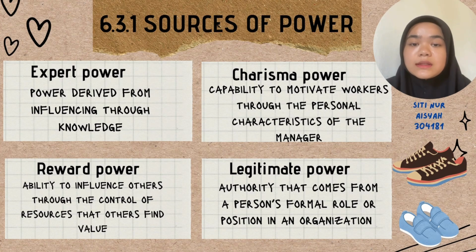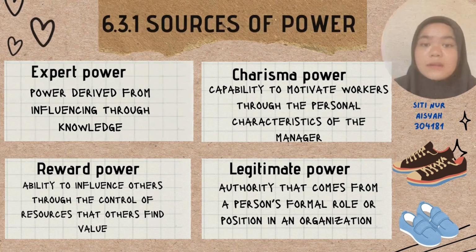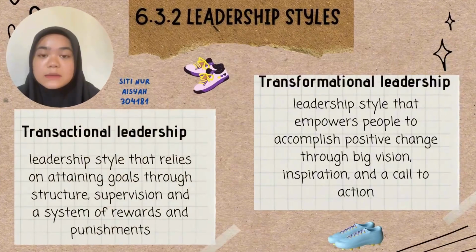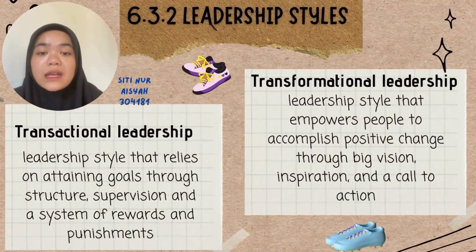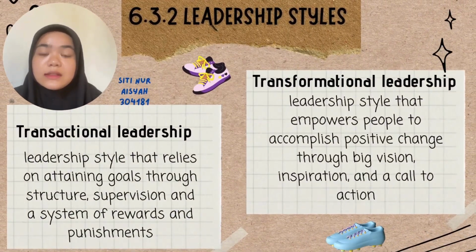The third one is reward power, where the leader gives bonuses to their employees to encourage high performance. The last one is legitimate power, where the leader has authority based on their position in the company. Next, we have leadership style, which refers to how a leader approaches guiding their team.